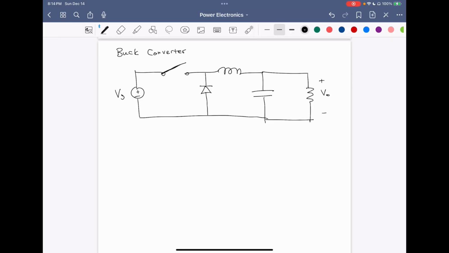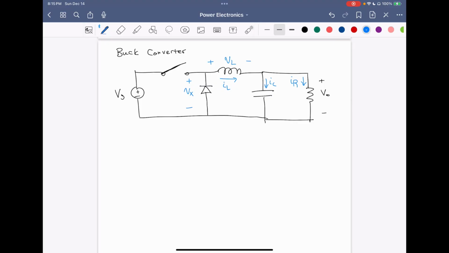So let's label some of the voltages and currents in this circuit. Across the diode, we have Vx, and then across the inductor, we have VL, and the current going through the inductor is IL, the current through the capacitor is IC, and the current through the resistor is IR.